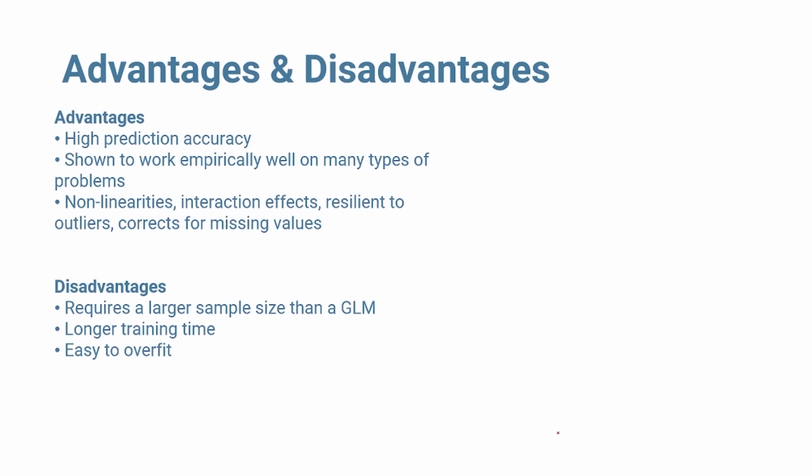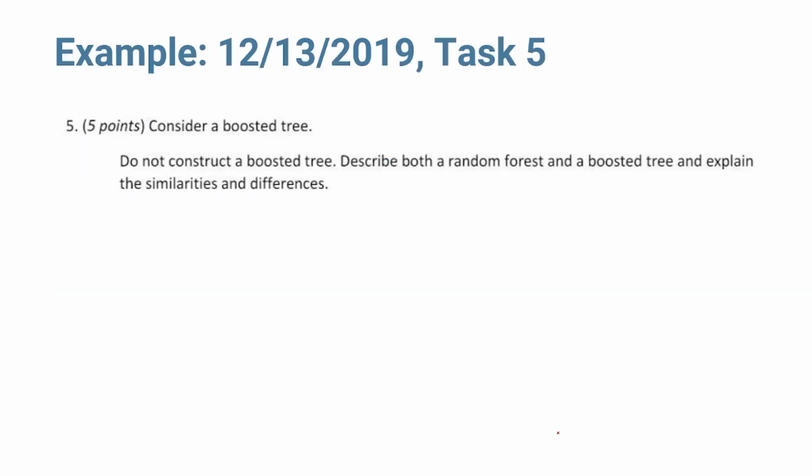The disadvantages are that they require a larger sample size than a GLM, they require longer training time, and they are quite easy to overfit. This is because there are a lot of different parameters to tune, and it can require a lot of extensive cross-validation or a lot of training data to test out different versions of the model to find the best set of parameters. Finally, here's an example.